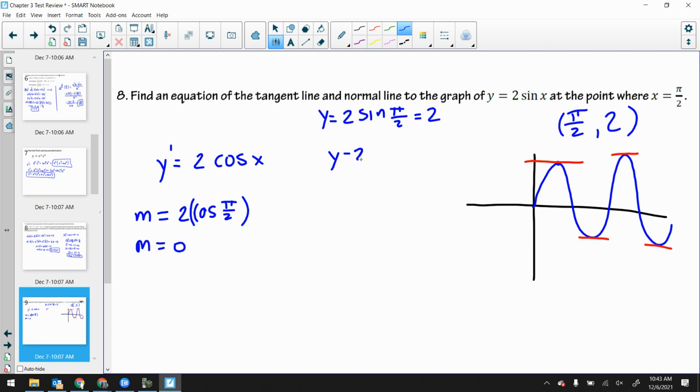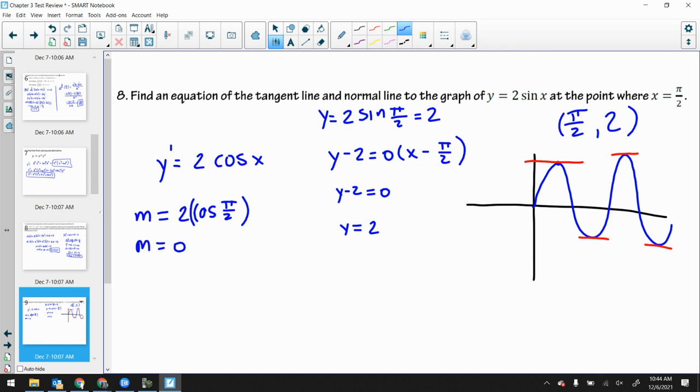So y minus 2 is equal to m, 0, times x minus pi over 2. But it doesn't matter what that x value is because that's going to go to 0 anyway. 0 times anything is 0. So this is y minus 2 equals 0. So the equation of the tangent line is y is equal to 2.